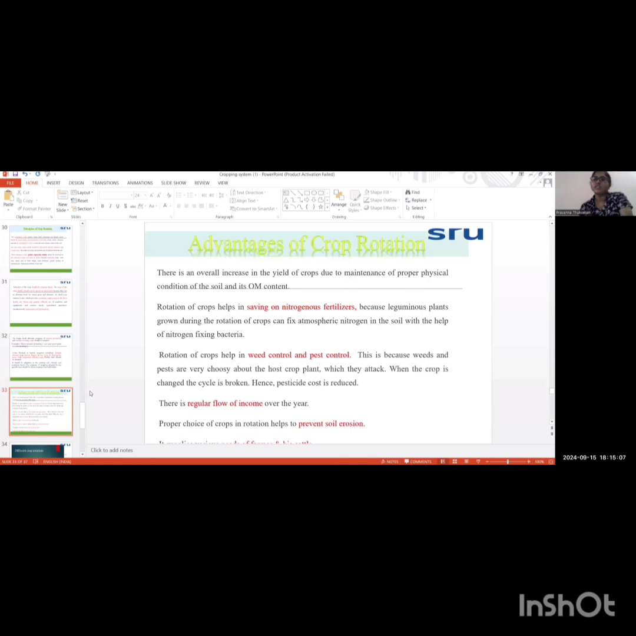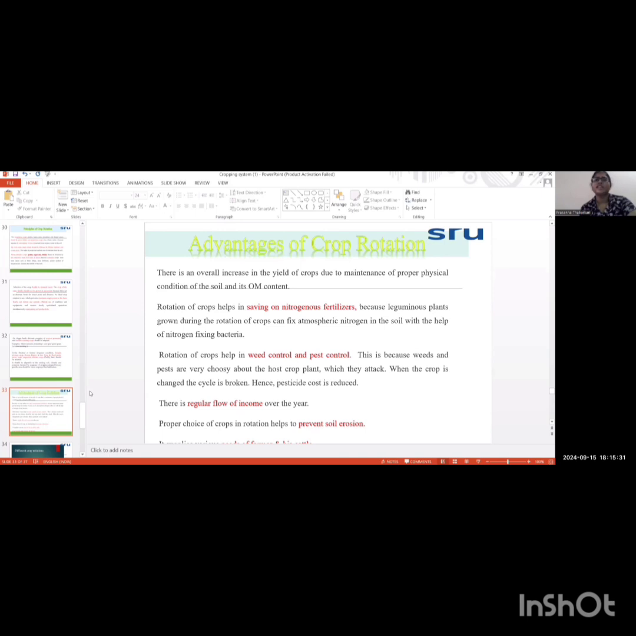And what are the advantages of the cropping system? First, it increases the yield of the crop due to maintenance of the proper physical condition of the soil, and also it increases its organic matter content. And rotation of the crops helps in saving nitrogenous fertilizers because leguminous plants will fix atmospheric nitrogen.